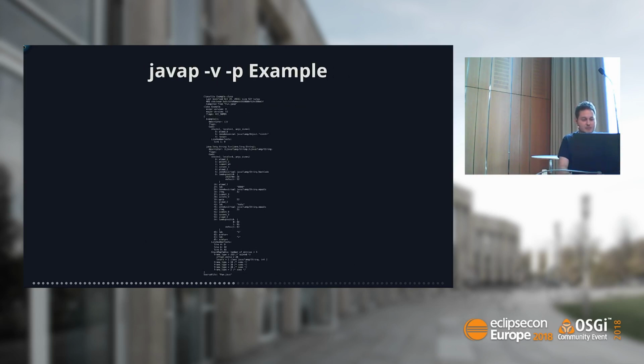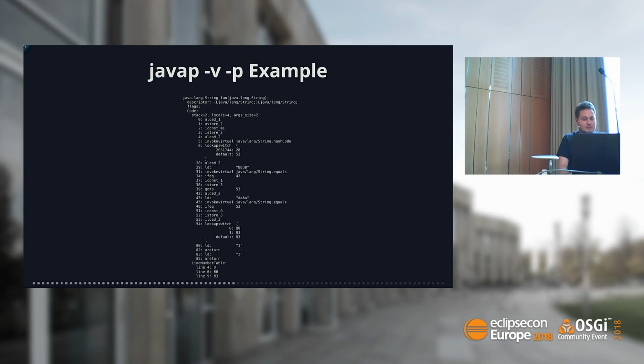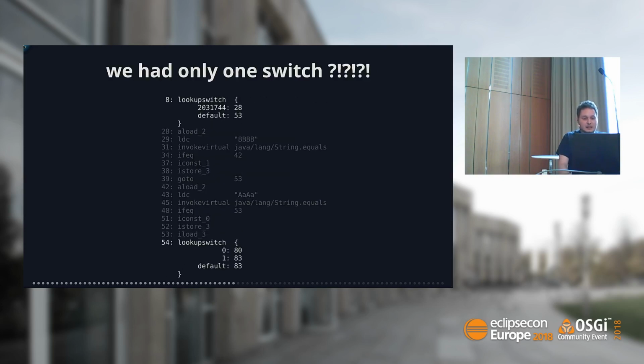What happens in the bytecode? Well, pretty big bytecode. Let's zoom in. And we can see 2 switches. We had only 1, right? But we got 2. Why?